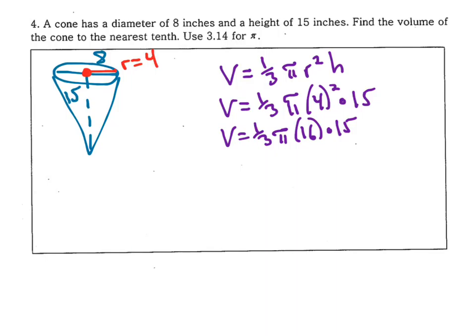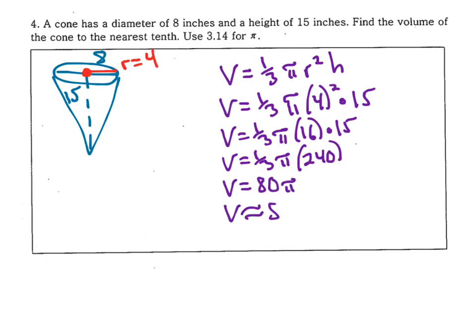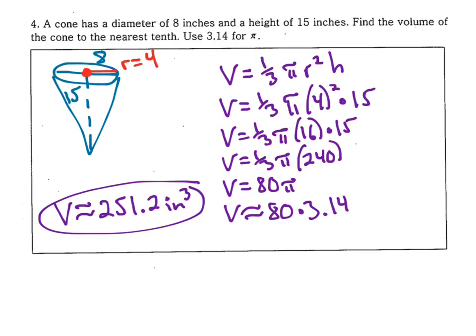Now, could you take 1/3 of 15 and simplify life? Yeah, it's up to you. I'm going to go ahead and go the safe way that I've been teaching you. Volume equals 1/3 pi times 240. Now I'm going to take 1/3 of 240. Volume equals 80 pi. Substitute 3.14 for pi. Multiply that out. I get volume is about 251.2 inches cubed.